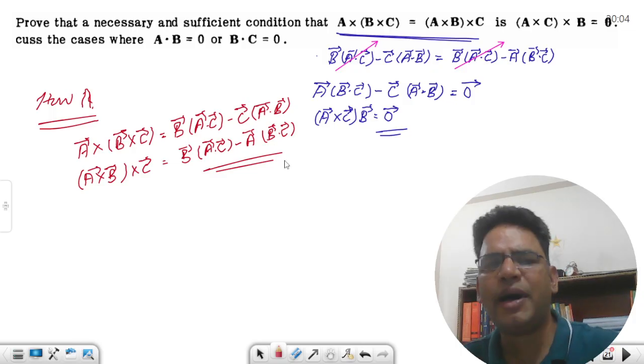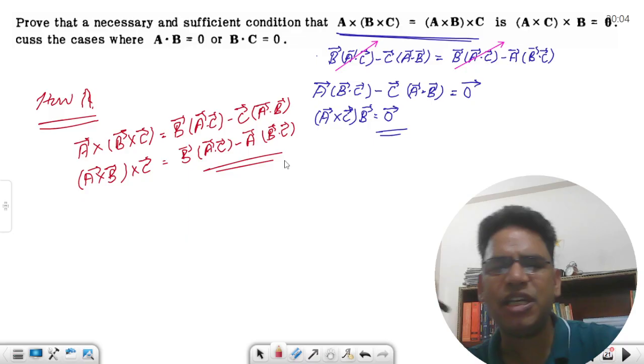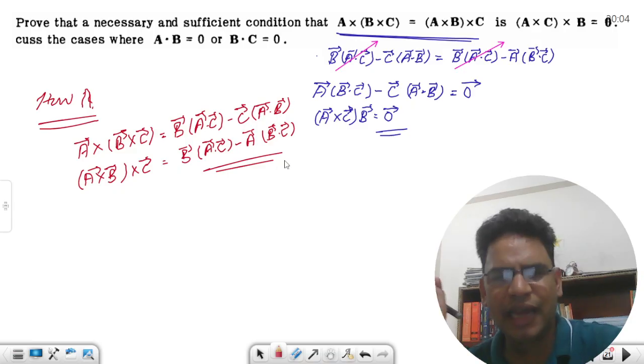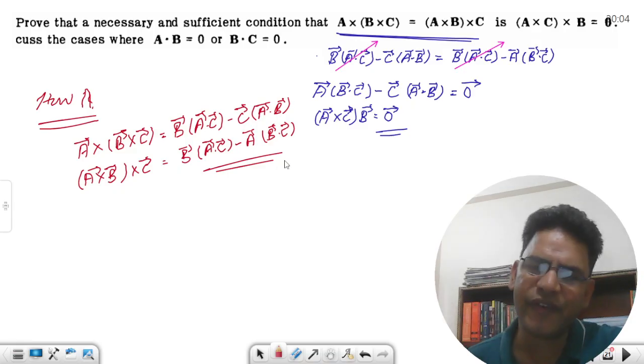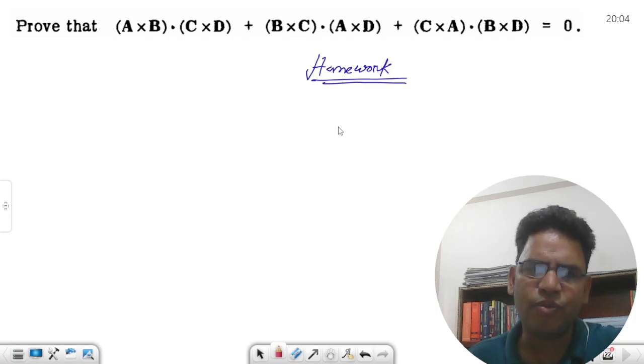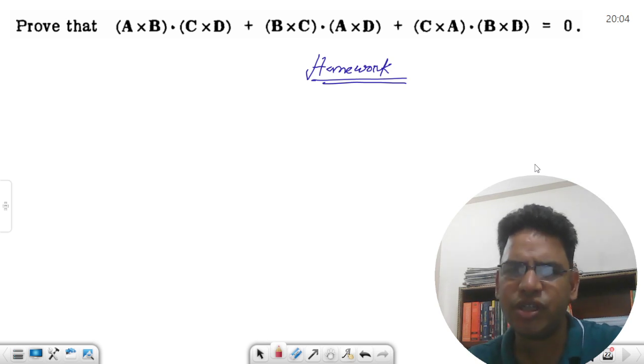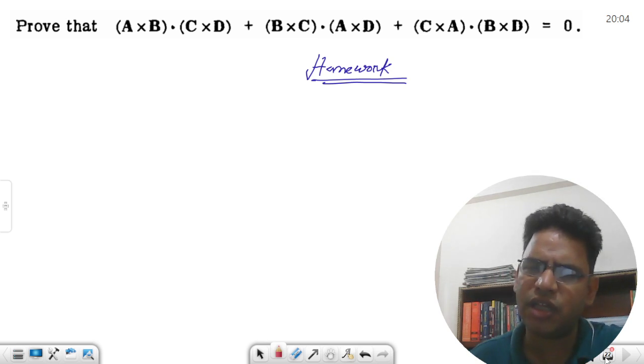So far we have talked extensively about vector algebra. Now we are going to talk about calculus, and we are essentially going to talk about vector calculus in the next video onwards. This is the homework problem for you. A cross B dot C cross D plus B cross C dot A cross D plus C cross A dot B cross D equal to 0. What you need to do is apply the concept of A dot B cross C and then figure out how this is going to be 0 with the help of some identities.